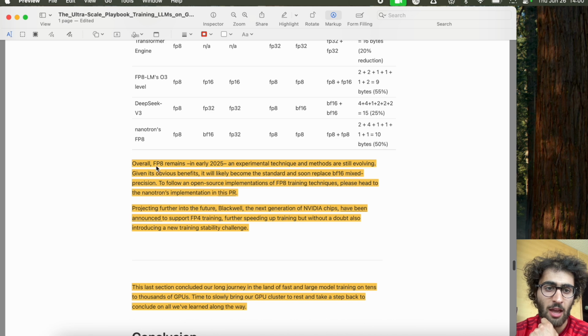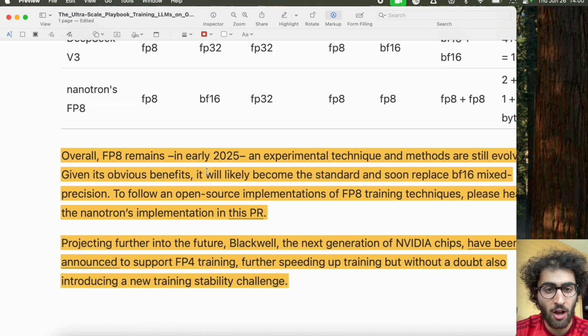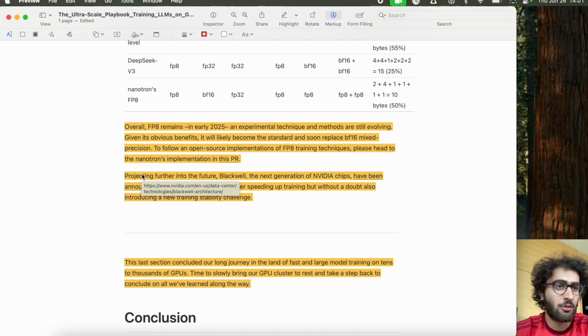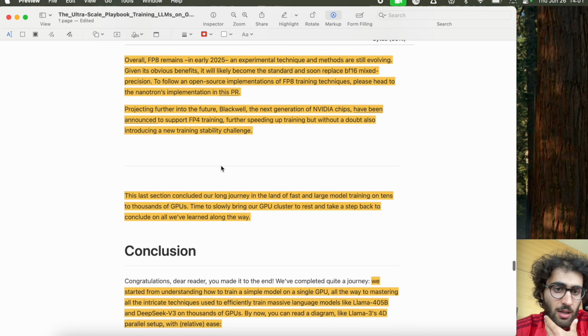And overall, FP8 remains an experimental technique and methods are still evolving. This was written in February to March, and now we're in June. I'm not sure to what extent this has changed, but maybe it has. And given its obvious benefits, however, it will likely become the standard and soon replace BF16 mixed precision, even more so because of the hardware which is now becoming available, such as Blackwell. I guess it's written here to handle these operations specifically, and even Blackwell has support for FP4 training, which will further speed up training, but without a doubt also introduce training stability challenges.